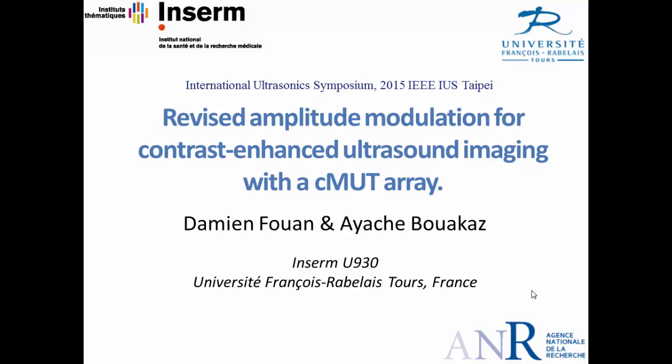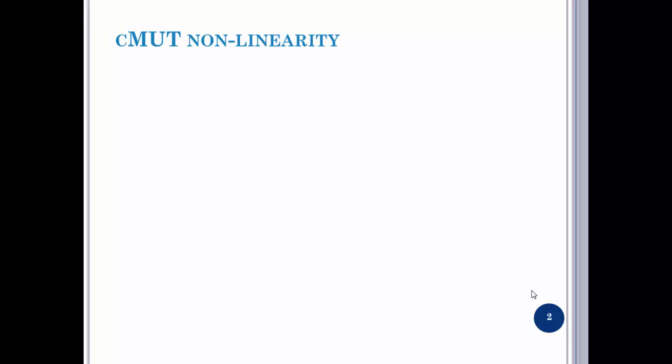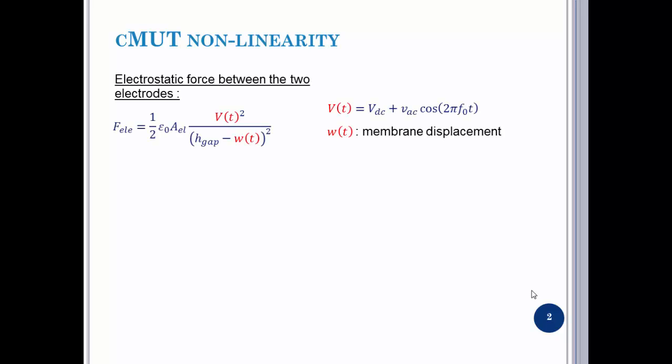As the previous speakers, I'm going to talk about how to do nonlinear imaging, like contrast imaging, with a Cmut probe. This work was done in France, in the French lab in Tours. My talk is about how to look at amplitude modulation, not phase modulation here, for contrast-enhanced ultrasound imaging. First, there is a lot to say about Cmut nonlinearity.